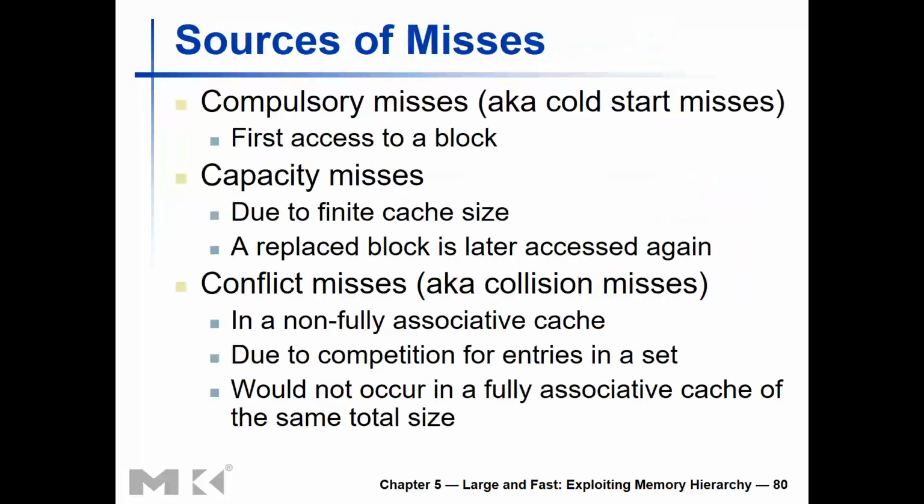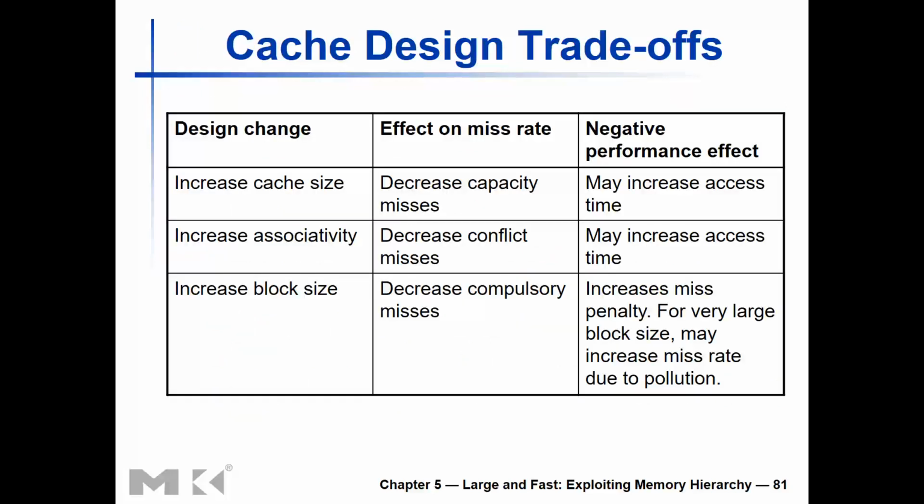Sources of the misses, obviously, for all the levels: compulsory misses, which occur when you first access a block or a page, capacity misses, and conflict misses. They are there for all levels of the memory hierarchy.